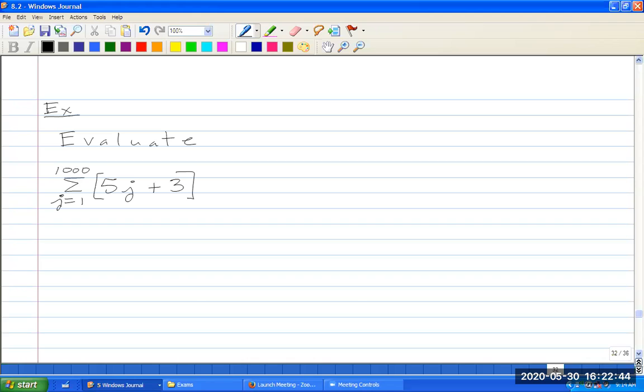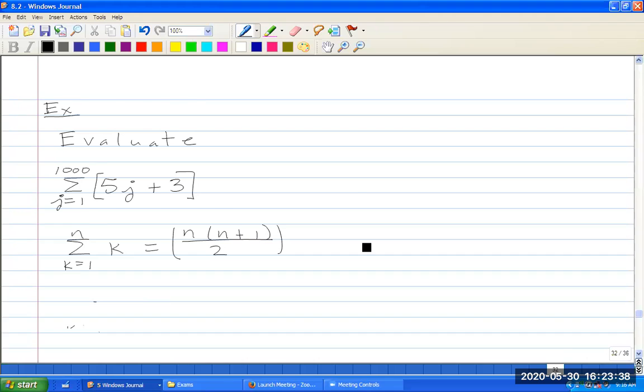So let's use the fact that I know that the sum, k equaling 1 to n, of k is equal to n times n plus 1 over 2, and the fact that the sum, k equaling 1, well, maybe I'll just sort of say that.